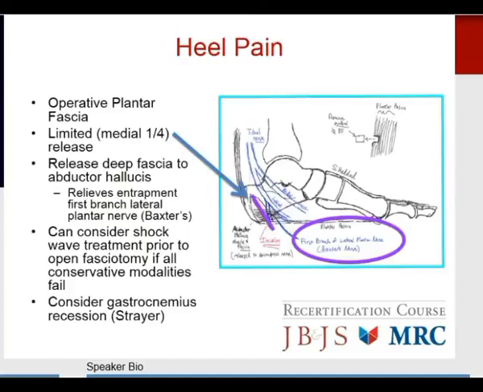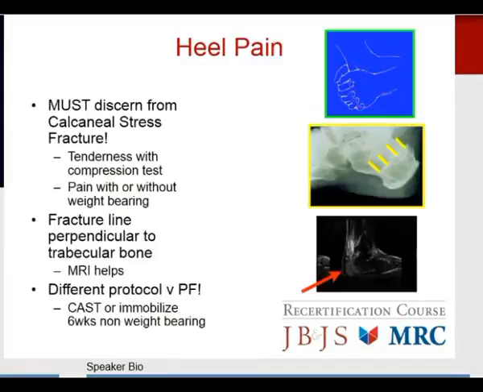And finally, also think about tension on the Achilles tendon complex. Again, the same thing I told you about before with the knee flexed and extended, doing the Silfverskiöld test, and consider a Strayer procedure, again, to offload that plantar fascia on the bottom of the foot.